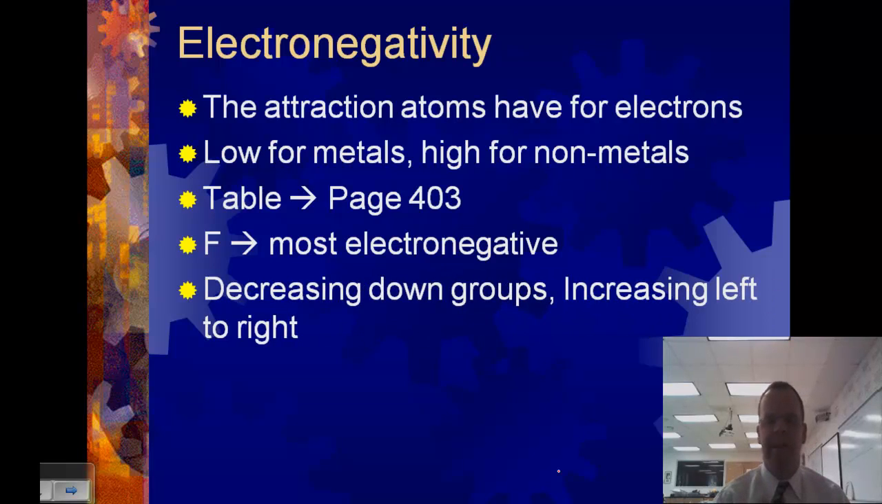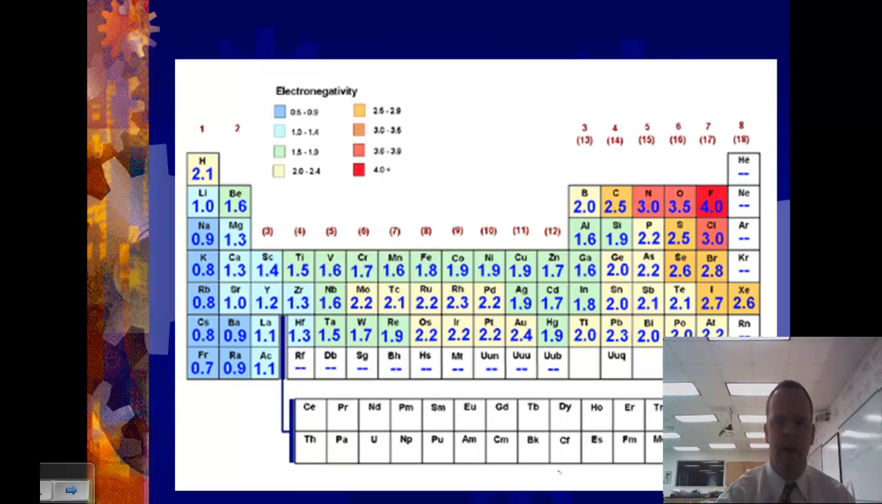It decreases as we go down and increases left to right. We do not include the noble gases in the chart of electronegativity because they are stable, so they're not going to be gaining electrons. They actually have 0 for electronegativity values.